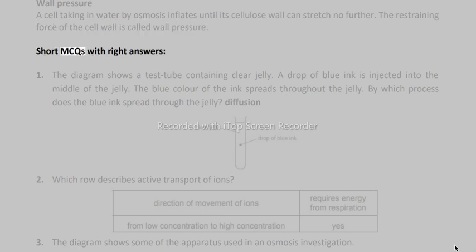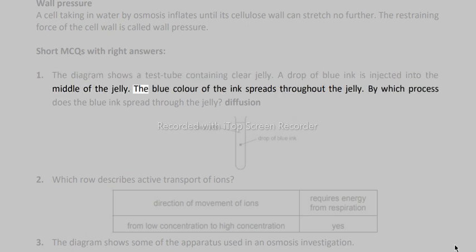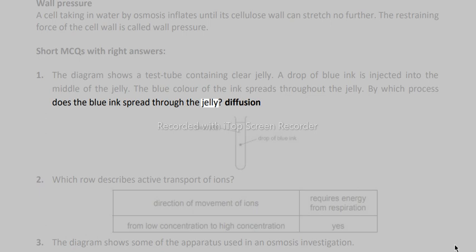Short MCQs with right answers. 1. The diagram shows a test tube containing clear jelly. A drop of blue ink is injected into the middle of the jelly. The blue color of the ink spreads throughout the jelly. By which process does the blue ink spread through the jelly?